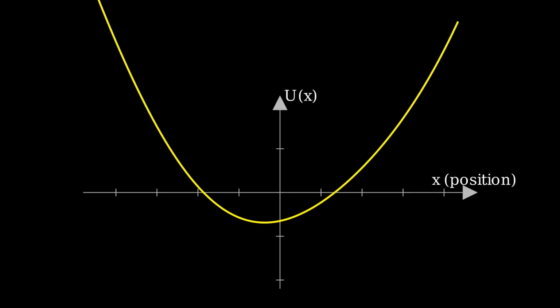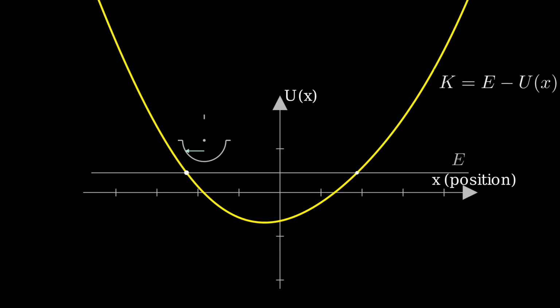How fast are we moving? Its speed comes from kinetic energy. K equals E minus U of X. Where U is low, K is high, so motion is fastest. As U approaches E, K approaches zero, and the object pauses at a turning point.